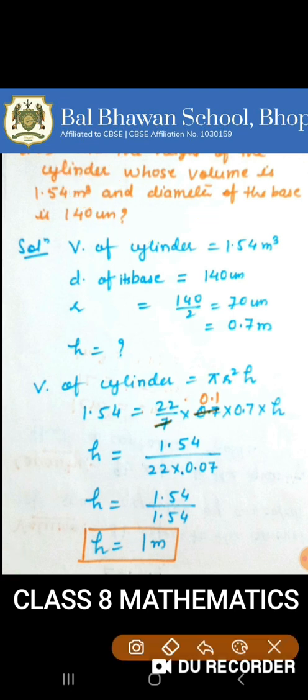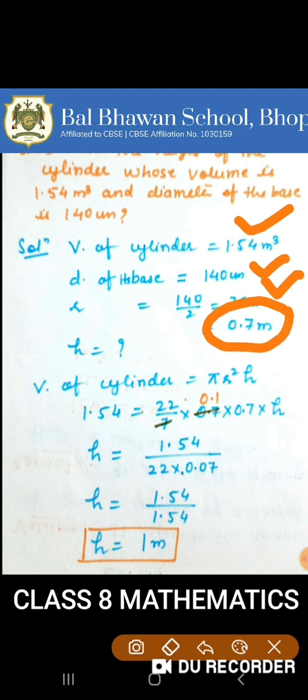So, volume of cylinder is 1.54 meter cube, diameter of its base is 140 centimeter, and when we find its radius, we divide this diameter by 2, we get 70 centimeter. Okay, and you know that when centimeter is converted into meter, we divide it by 100. So when we divide 70 centimeter by 100, we will get 0.7 meters. And in this question, we have to find out the height of the cylinder, right? So what formula will we use here? Yes, we will use the volume of cylinder, that is pi r square h.